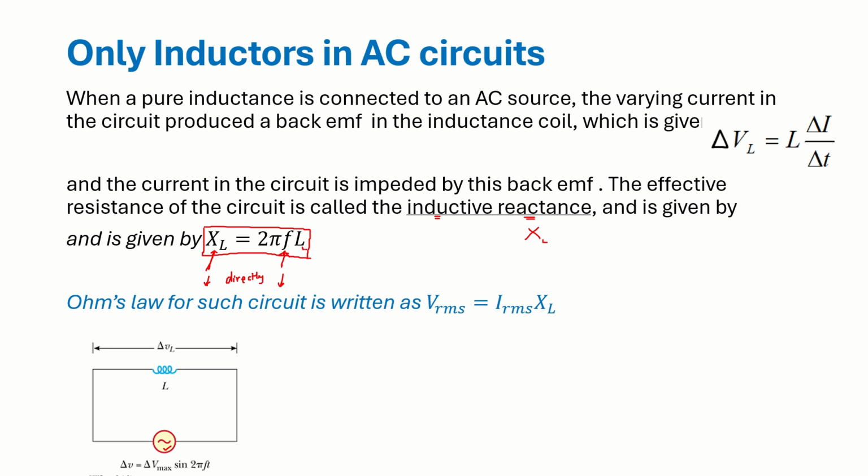For a given inductor L. What is L? L is the inductance of the inductor. And the SI unit for L, the inductance, is Henry. Simply capital H, Henry. So here also the Ohm's law works very well. So V equal to IR. The only difference is that in place of R, we have the XL, that is the inductive reactance. The SI unit for XL is Ohm.